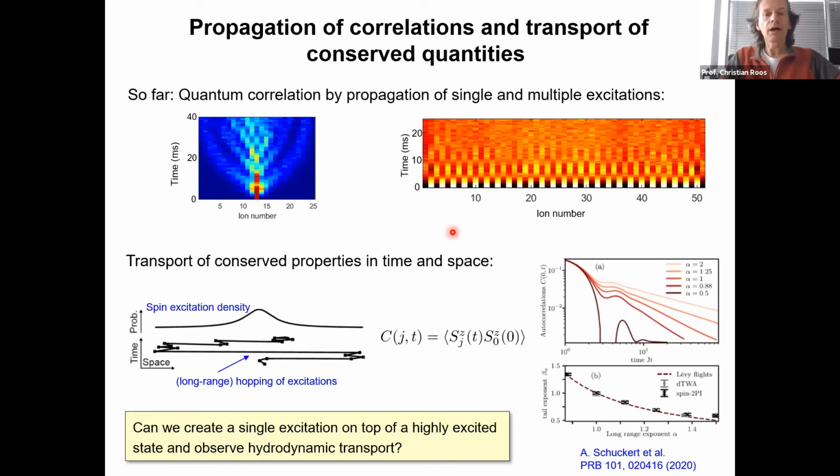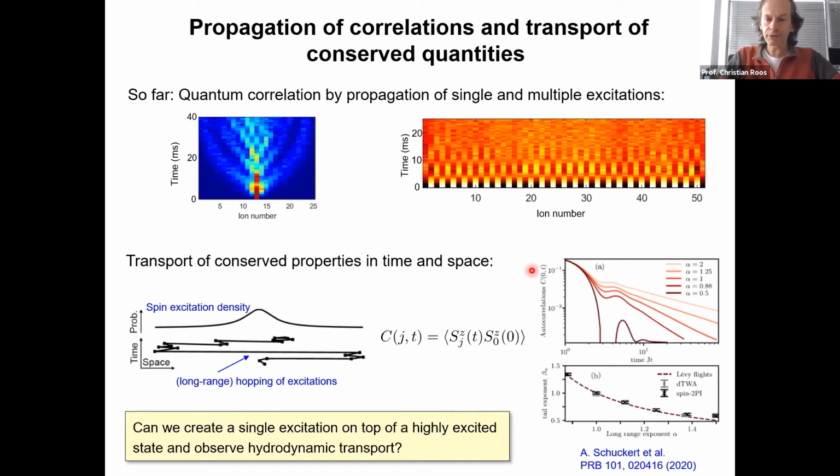And in collaboration with the theory group led by Michael Knap, who published this paper here about this particular problem last year, we have done experiments where we try to create a single excitation on top of a highly excited state, such that the single excitation interacts with other excitations, but in a way where we can still trace this imbalance of magnetization that we have in our string. This is different from this context here, where every second ion is flipped and where we don't have any easy way to look at transport experiments.